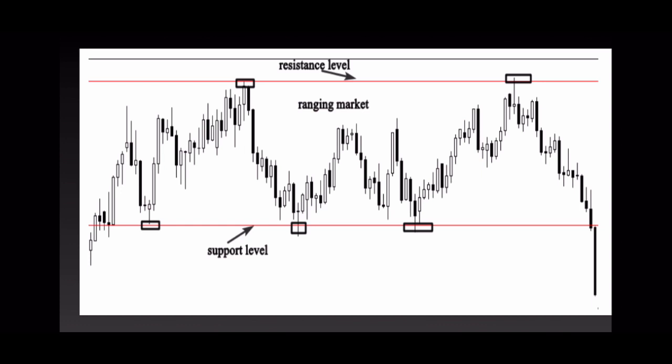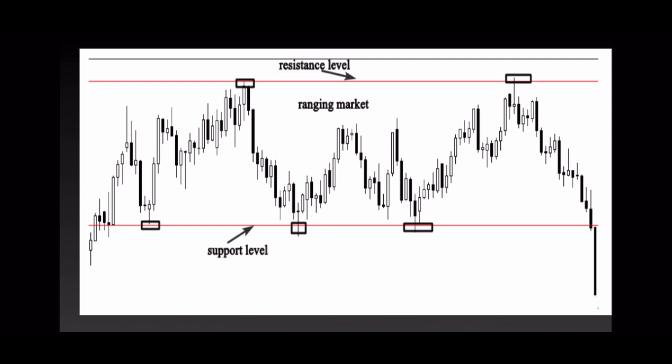The chart shows a ranging market, and as you can see, the price is bouncing between the horizontal support and resistance levels. The difference between trending markets and ranging markets is that the trending market tends to move by forming a pattern of higher highs and higher lows in the case of an uptrend, and lower highs and lower lows in the case of a downtrend.